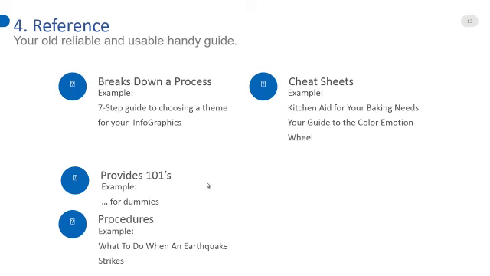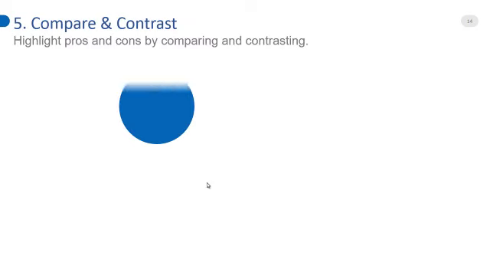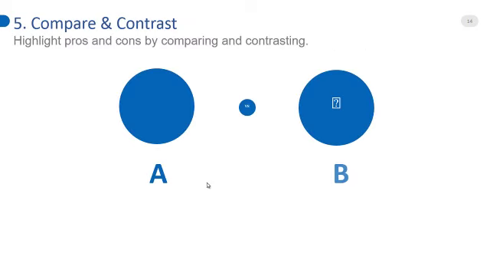So, for example, KitchenAid for your baking needs, your guide to color emotion wheel, things like swipe files, templates, things that are easy and take something complex and make it easier. Usable charts. Example, the metrics conversion chart. Number 5 is compare and contrast. Highlight the pros and cons by comparing and contrasting one versus the other.